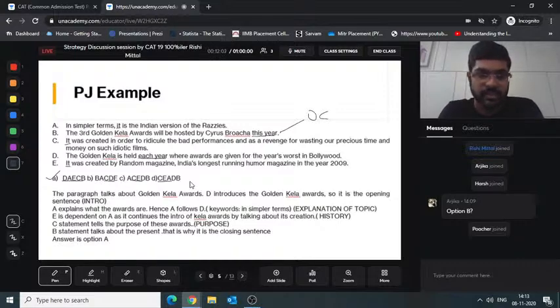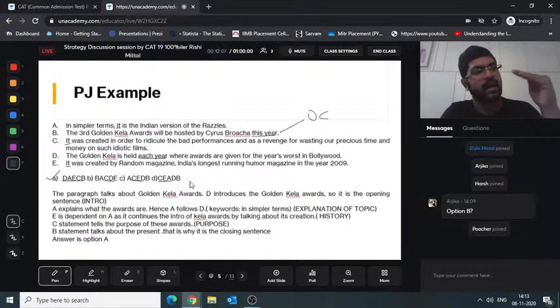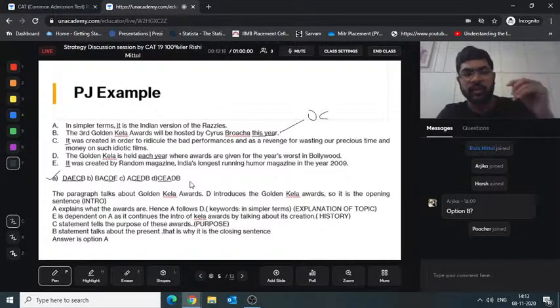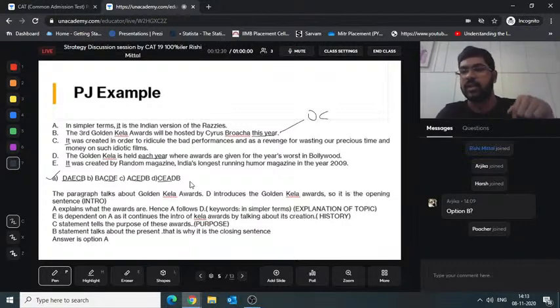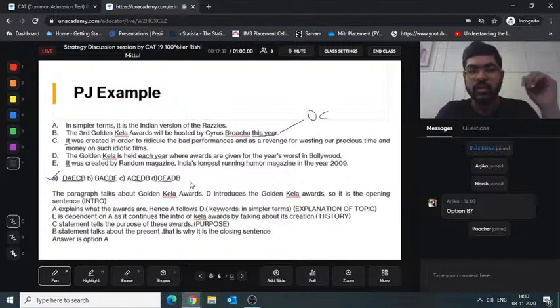So option D will be the starting statement. After I know that this is held every year, I'll understand what it is, why it was created, by whom it was created, when it was created, and what is the latest update on that. So if you see sentences A, C, D, and E, they are talking about the definition, the origination, the inception of those Golden Killer Awards. Whereas option B talks about how it is now, what is the status right now. So therefore, sentence B will come last.